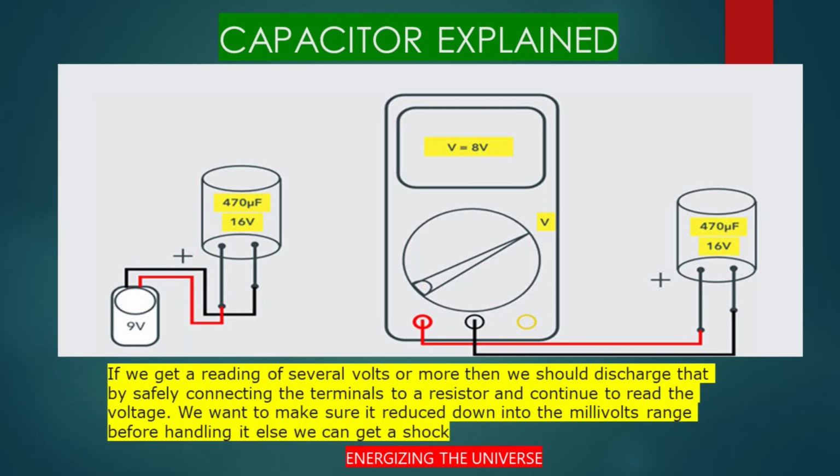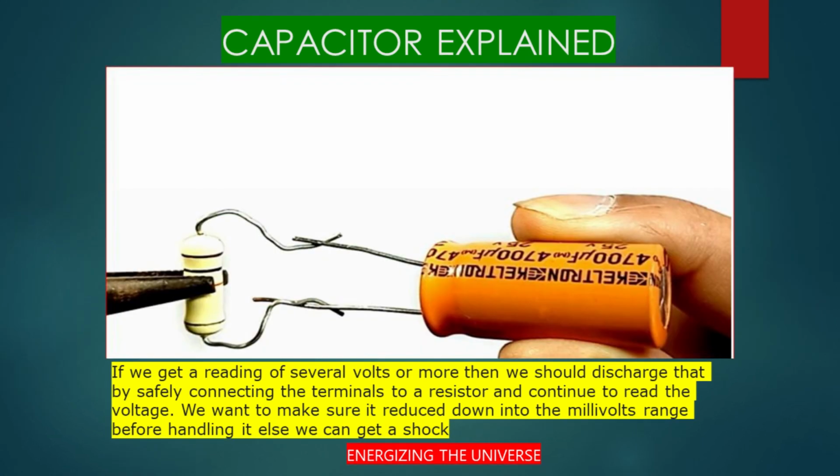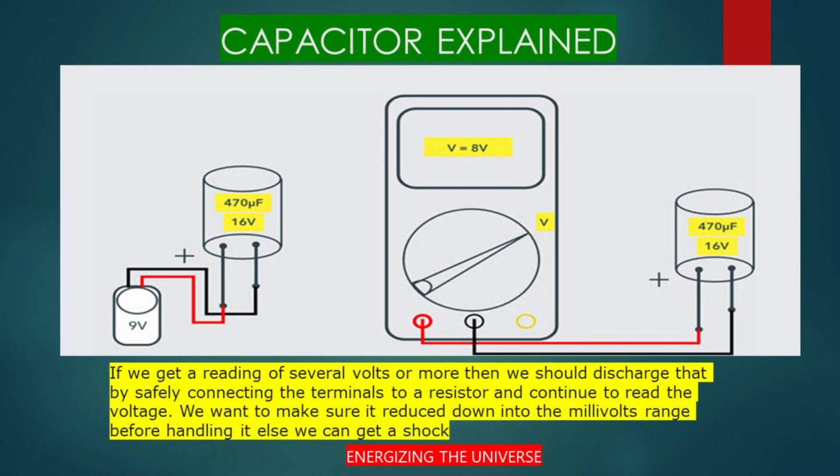To check for voltage, we switch to DC voltage on our meter, and then we connect the red wire to the positive side of the capacitor and the black wire to the negative side. If we get readings of several volts or more, then we should discharge it by safely connecting the terminals to a resistor and continue to read the voltage. We want to make sure that it has reduced down into the millivolts range before handling it.